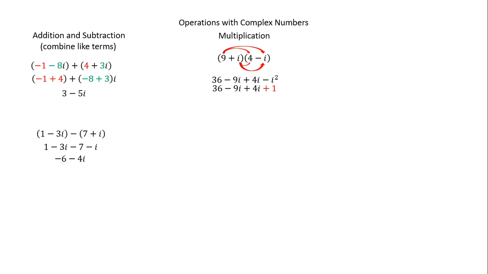Combine like terms, 36 plus 1 is 37. -9i plus 4i is -5i. So we have 37 minus 5i.